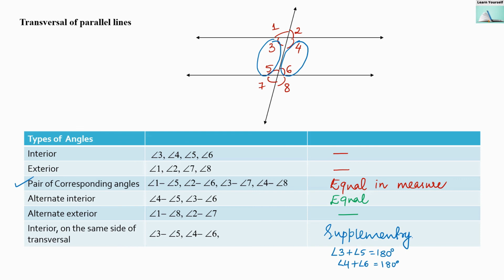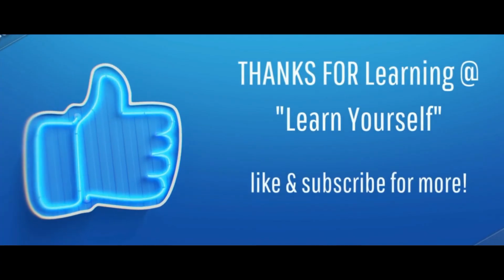So you have to remember these three types of angles and their properties. Pairs of corresponding angles are equal in measure. Alternate interior angles are equal in measure. And the interior angles which are on the same side of the transversal are supplementary to each other.